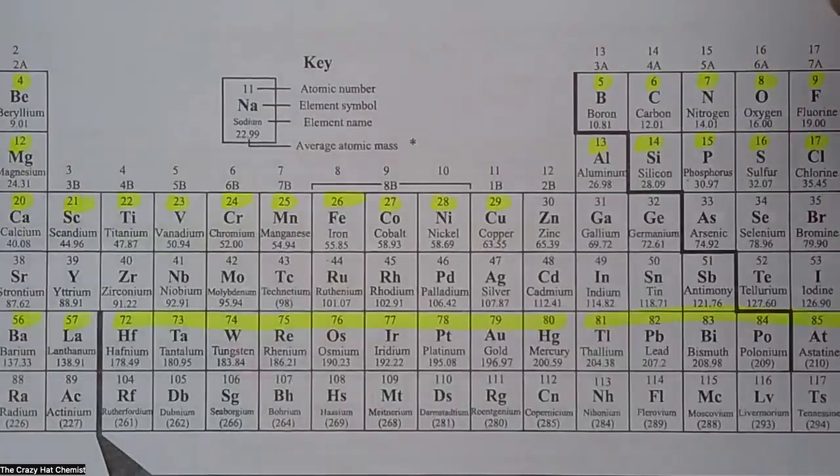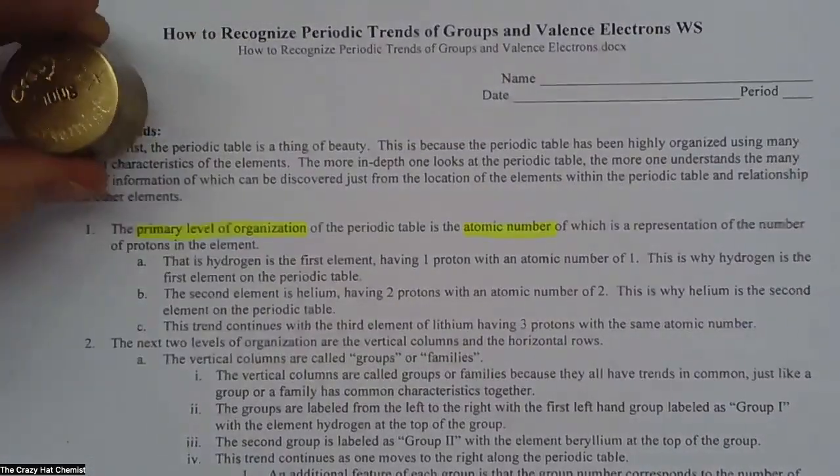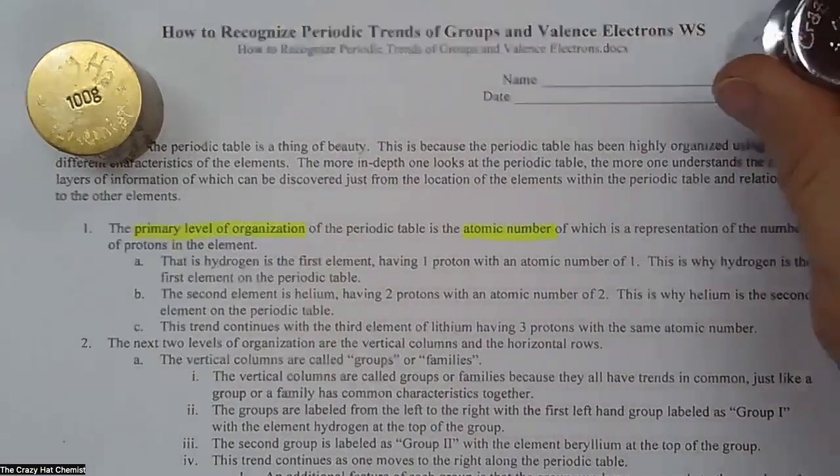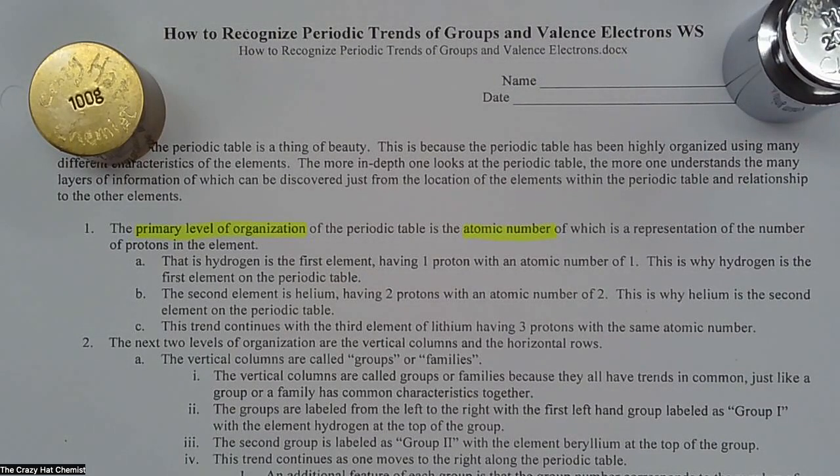All right. Awesome. Now that we got that, the primary level of organization on the periodic table is the atomic number of protons. Number 2, the next 2 levels of organization are vertical columns and horizontal rows. The vertical columns are called groups or families because they all have trends in common, just like a group or a family has common characteristics together.